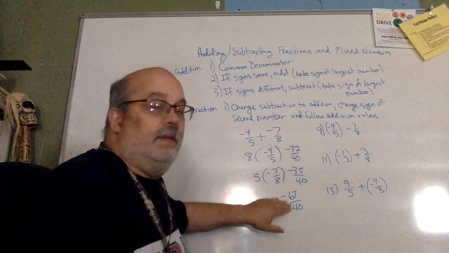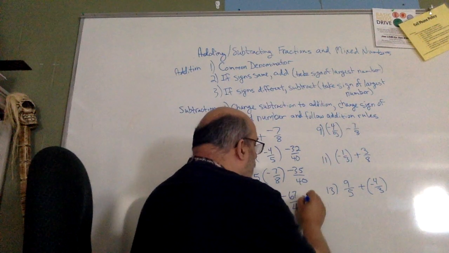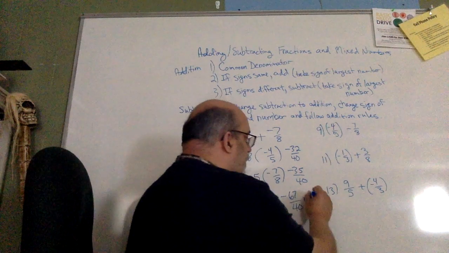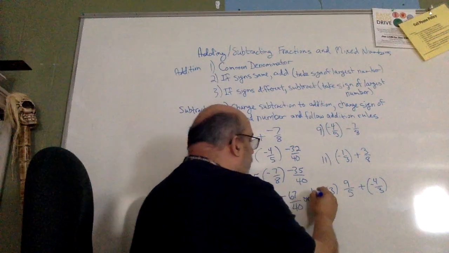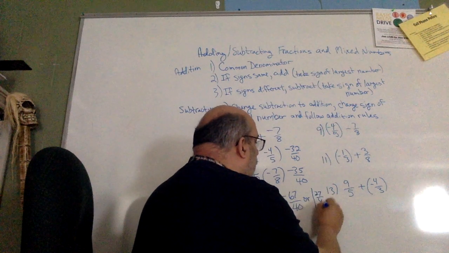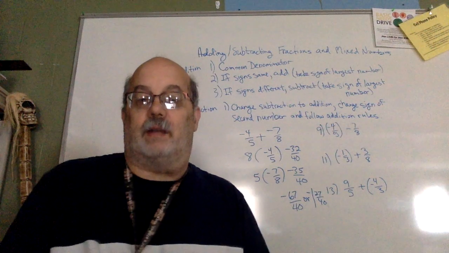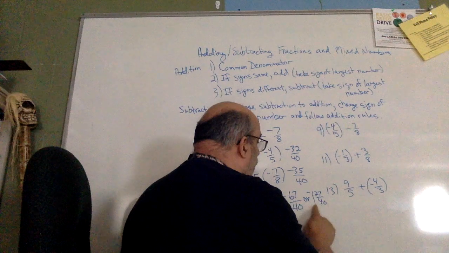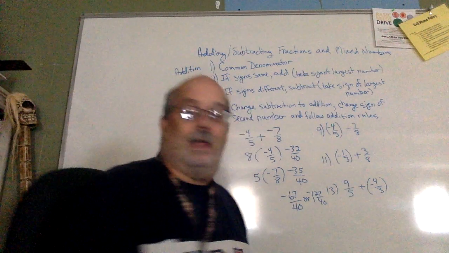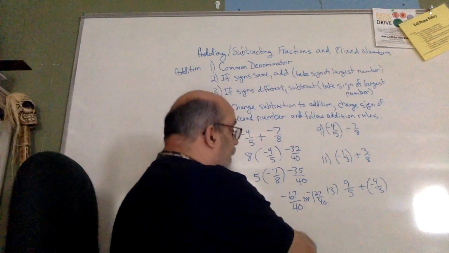Okay, we could leave it like this, or we could change it to 40 goes into 67 once, with 27 left over. So negative 1 and 27/40. That 1 looks kind of crazy, but we can make it look more like a 1. Okay, next problem.